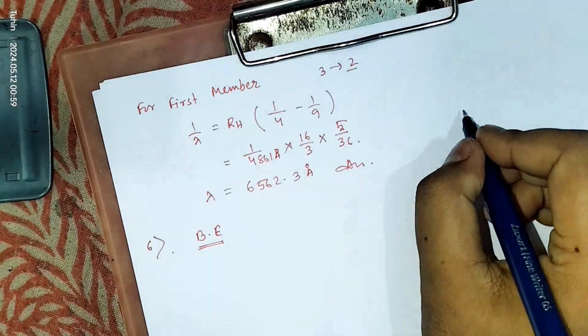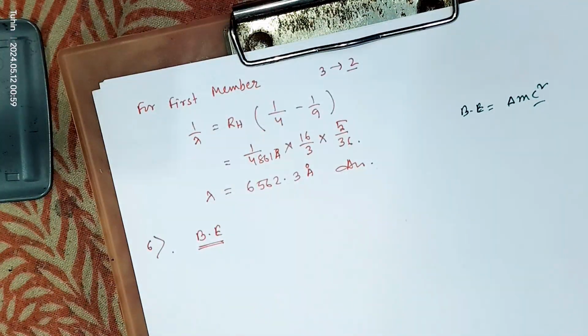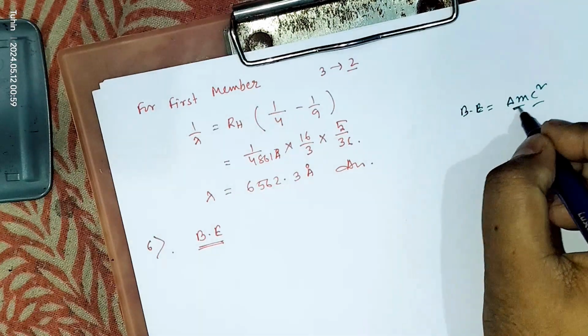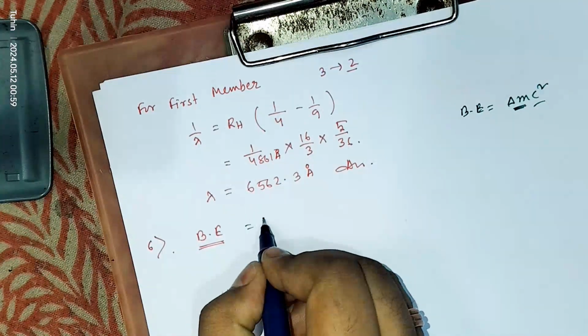If you want to know more, for a nucleus the binding energy equals delta m c squared. What is delta m? It is the missing mass, the total mass of the constituents minus the actual mass of the nucleus. This missing mass is converted to energy, so this is the binding energy. So binding energy equals delta m c squared. Here, binding energy is taken as equal to the kinetic energy.